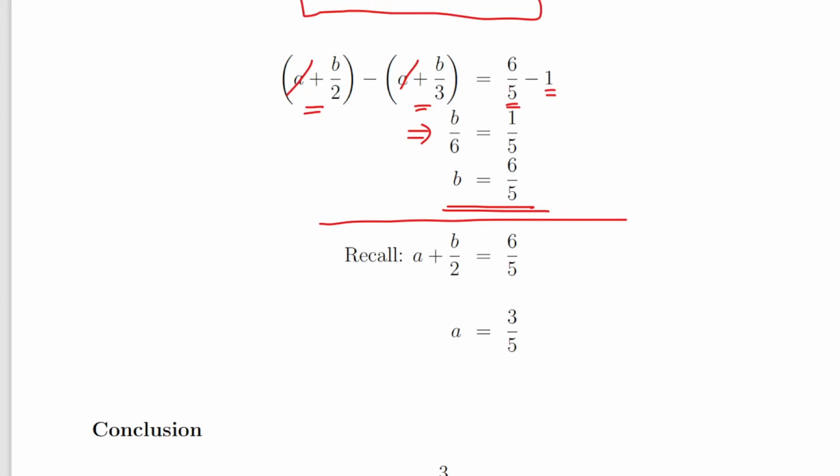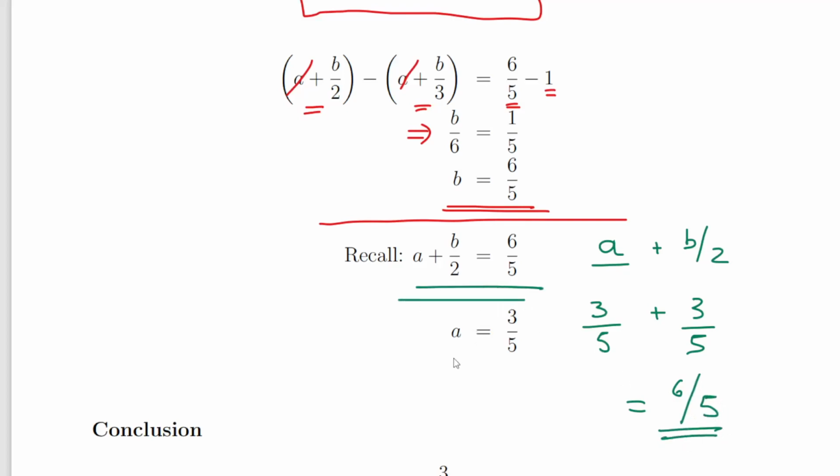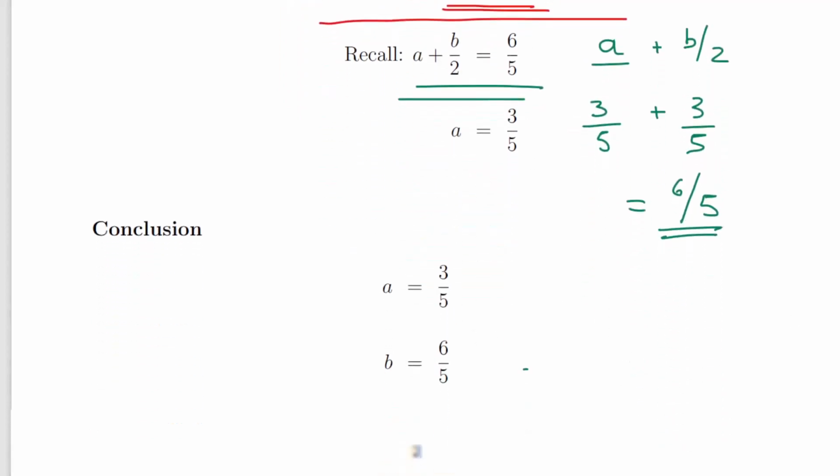So let's just check this through. We have a equals 3 over 5, plus b over 2, which is 6 over 5 divided by 2. That is also 3 over 5, and that gives us 6 over 5. So that checks true with what we have here. To sum up, a is equal to 3 over 5 and b is equal to 6 over 5. You can check it with the other expression there as well.